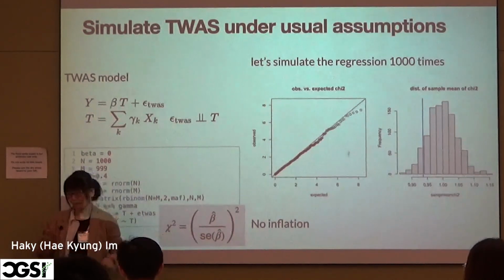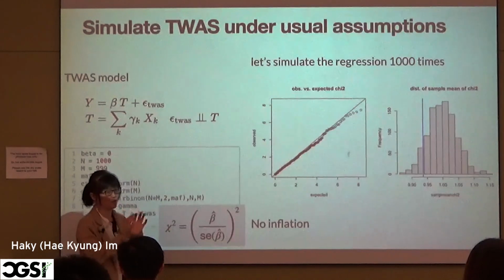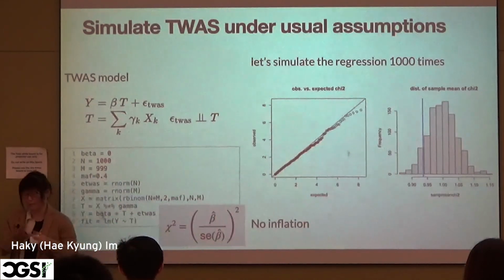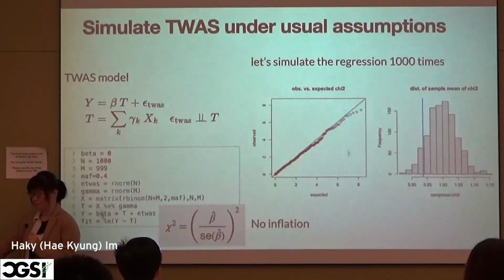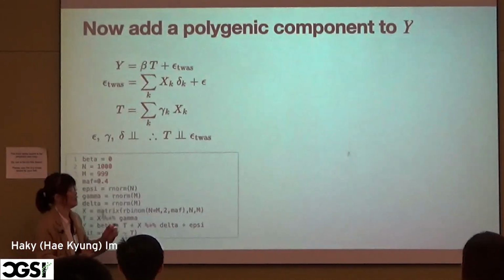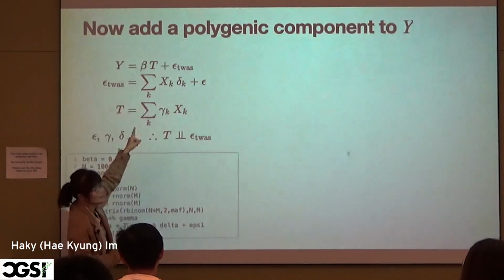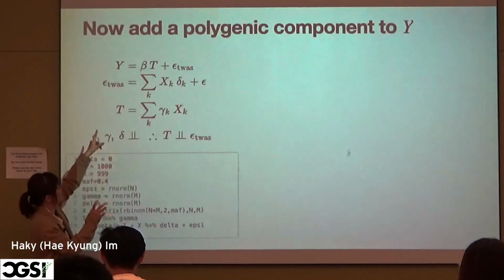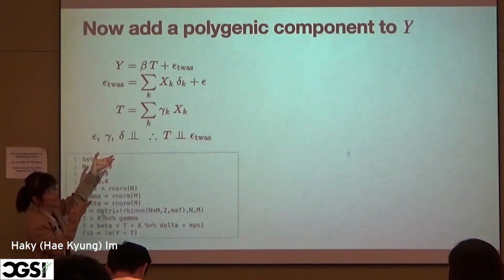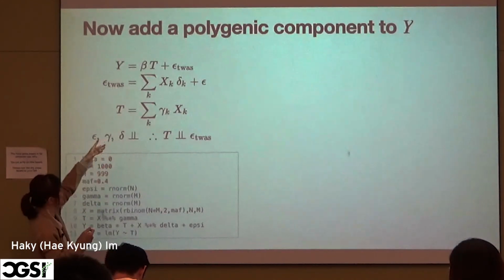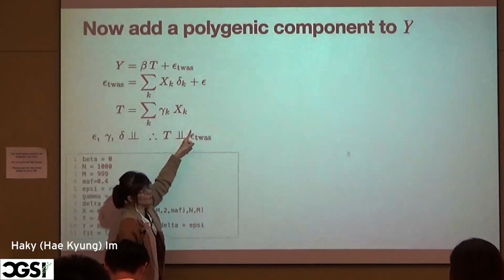This is all good. So when the mean chi-square is 1, we're going to say this is not a problem, right? It's not inflated. If it's greater than 1, we're going to say that the test is inflated. So now we're going to add a polygenic component. So y, the epsilon, right? We know that it's not all determined by the expression of the gene, right? In fact, we're under the null hypothesis, so beta is even 0. So the epsilon TWAS has a polygenic component plus epsilon, right?